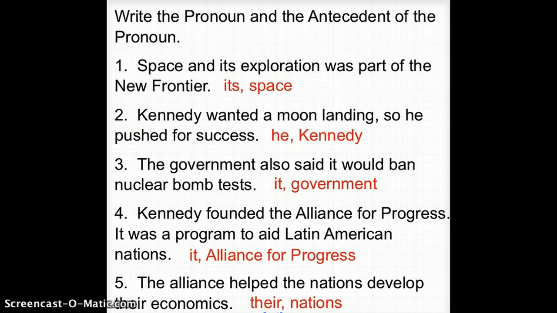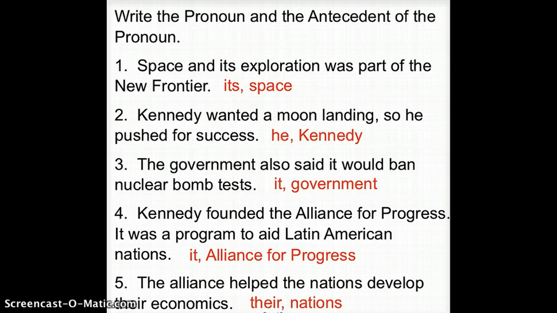So here are the answers. For number 1, the pronoun was its, and space was the antecedent. Number 2, he was the pronoun, Kennedy was its antecedent. Number 3, it was the pronoun, government was the antecedent. Number 4, it was the pronoun, Alliance for Progress was the antecedent. And finally, number 5, their was the pronoun, nations was the antecedent.